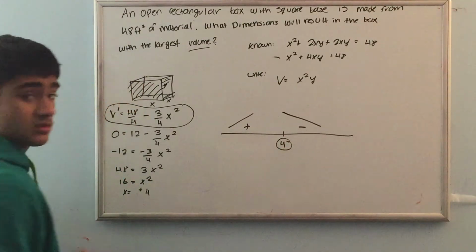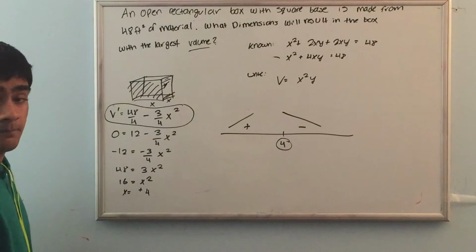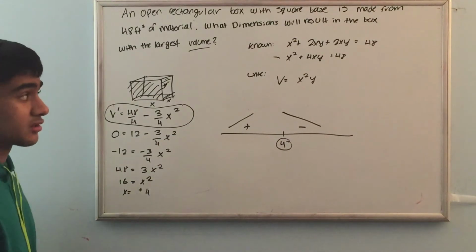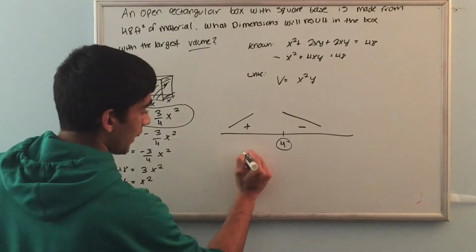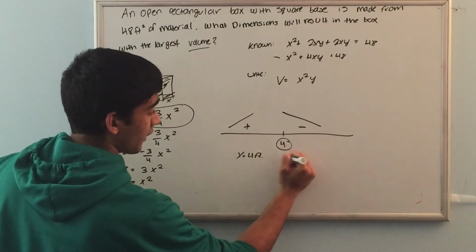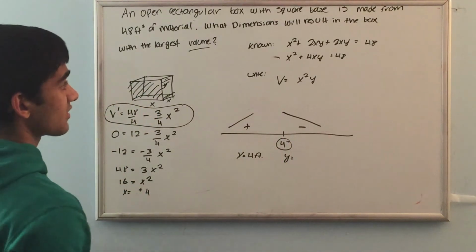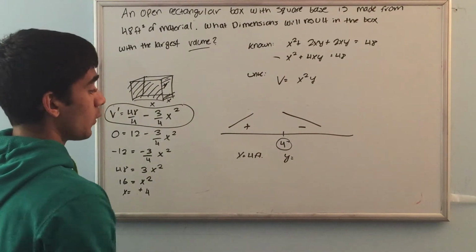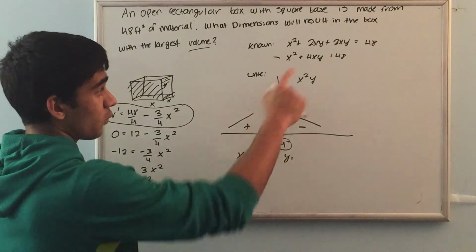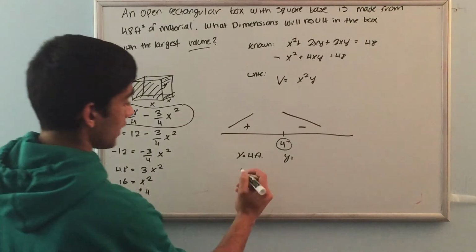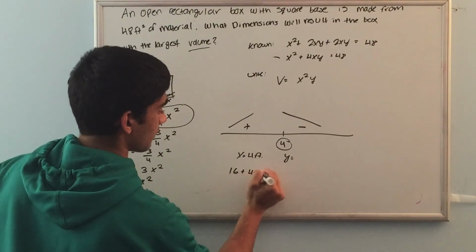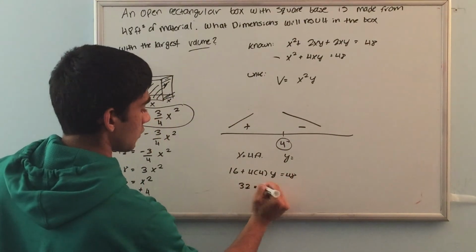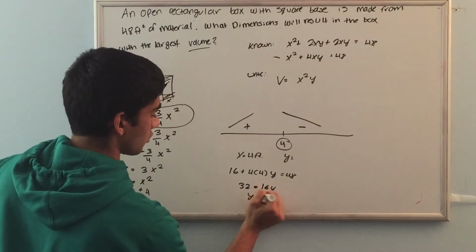So at x equals 4 feet, the box's volume will be maximized. However, we're not done because it's asking for all the dimensions, so we need to find the y dimension. So we know x equals 4 feet, but we need to find what y equals to complete the problem. Notice that our known equation is x squared plus 4xy equals 48. And again, all we need to do is plug in 4 for x and solve for y to get our y dimension. So let's do that. We have 16 plus 4 times 4y equals 48. Subtract 16, we have 32 equals 16y, and y equals 2 feet.